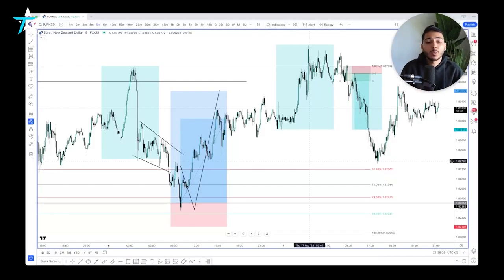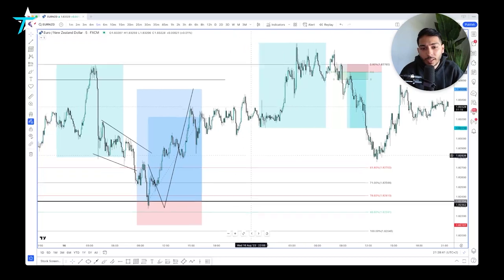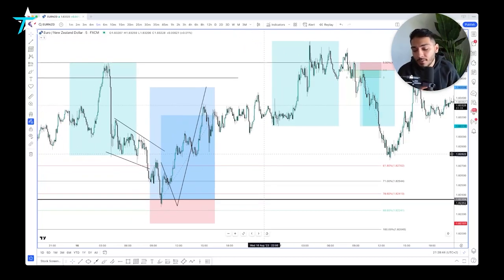All right, so these were the two ideas, right? Both of these were based off of our London breakout strategy. The London breakout strategy is going crazy. Everyone loves it. The Discord's going crazy.